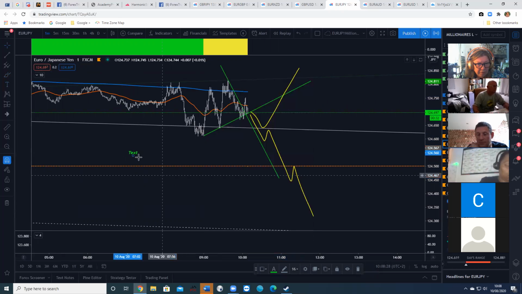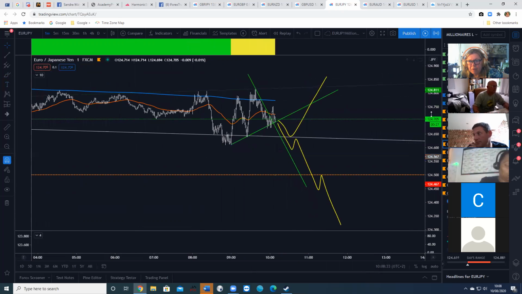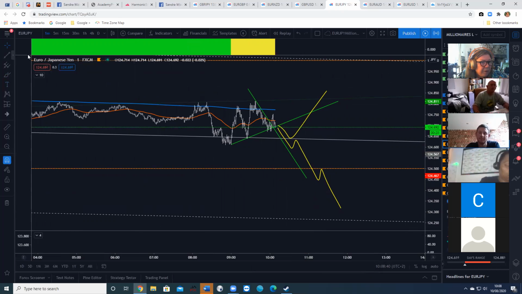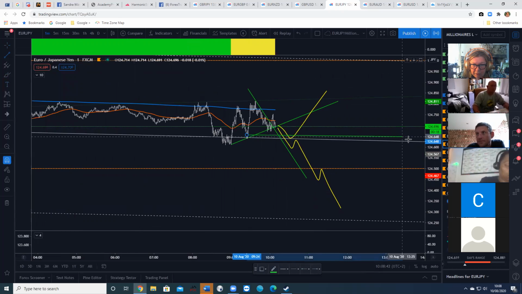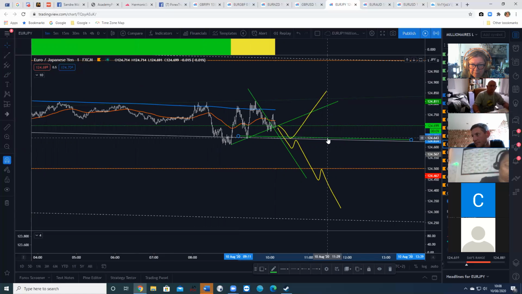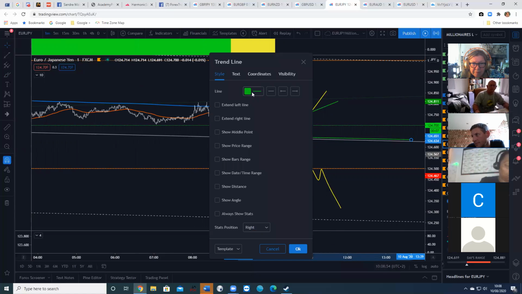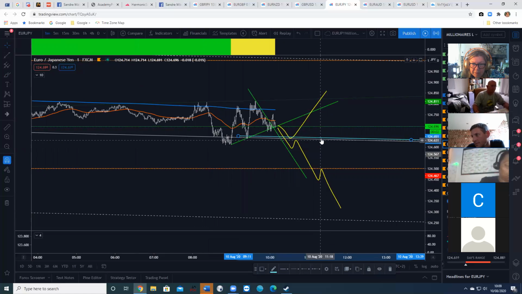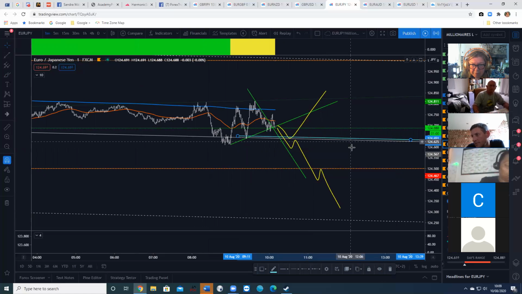So I feel quite a lot of mixed messages this morning, looking at quite a few of the London pairs. So I think I'll just put an alert on that pitchfork on Euro JPY. See if it comes down to there, as that 62 is saying sell. Let's see what happens there.